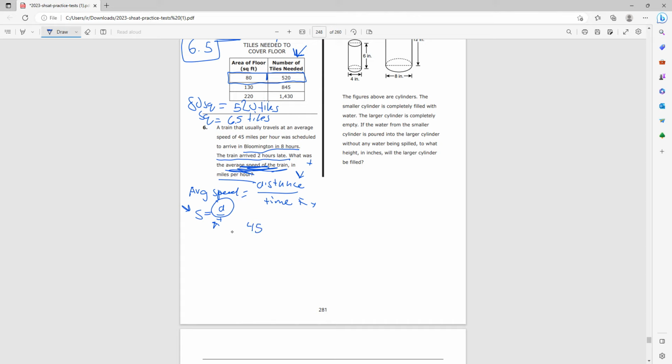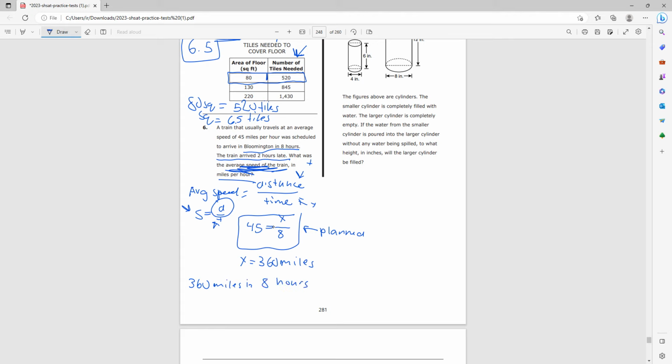So 45 miles per hour is equal to X distance divided by, it was scheduled to arrive in Bloomington in 8 hours, over 8. So this is our scheduled formula. This is how it was planned, right? And obviously we want to solve for X. So we do 45 times 8, and we get 360. So you know that X is equal to 360 miles. So it's supposed to travel 360 miles in 8 hours.